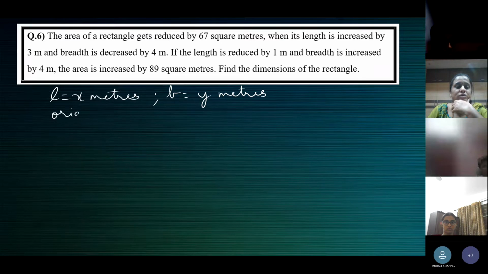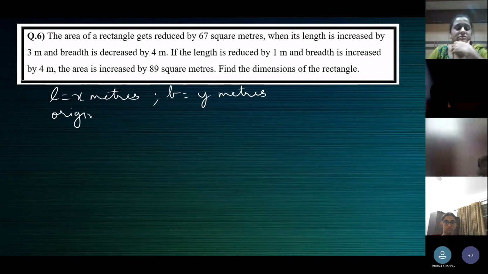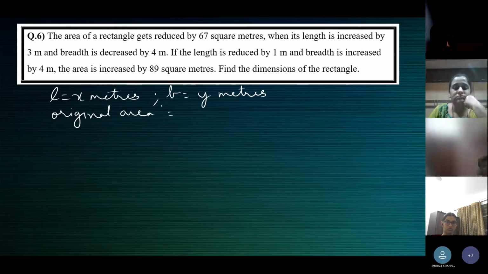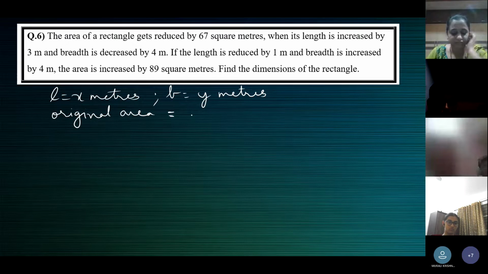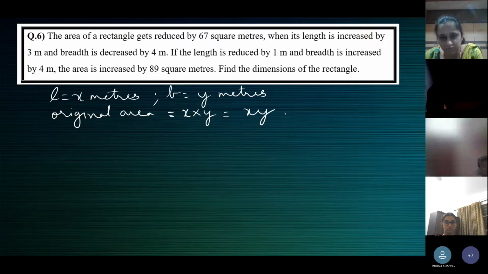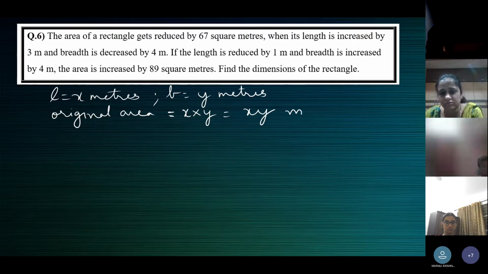What is the original area? What figure is it? Is it a triangle? Ma'am, rectangle. It's a rectangle. So what's the original area? Length into breadth, ma'am. So L into B, meaning x into y, meaning xy. What is the unit for area? Ma'am, square meters. Meter square. Okay. Now case 1.